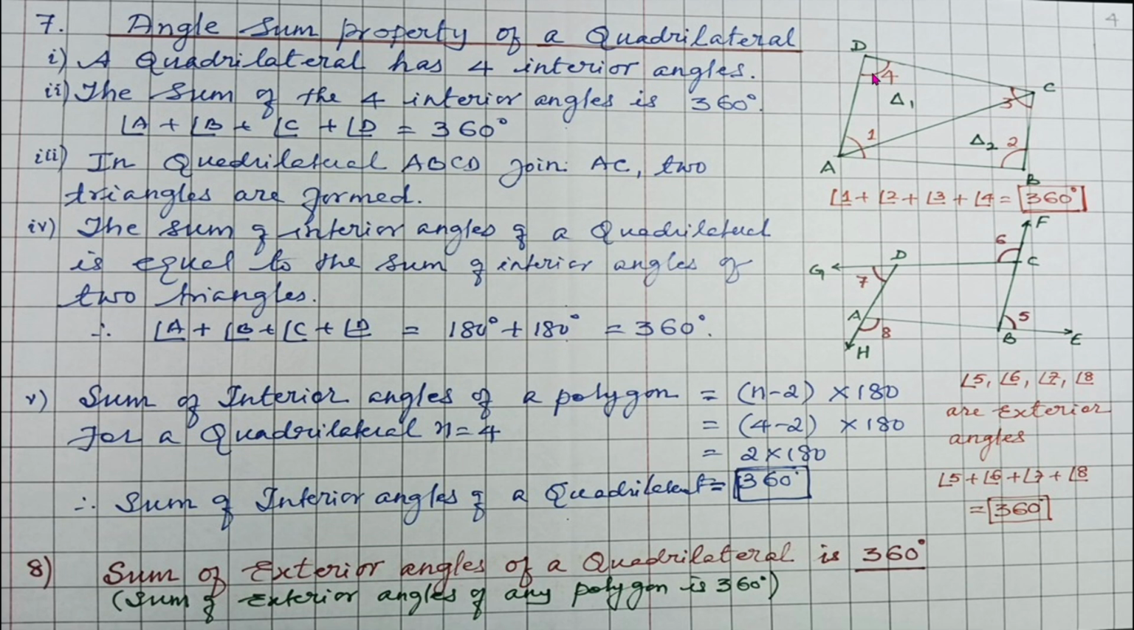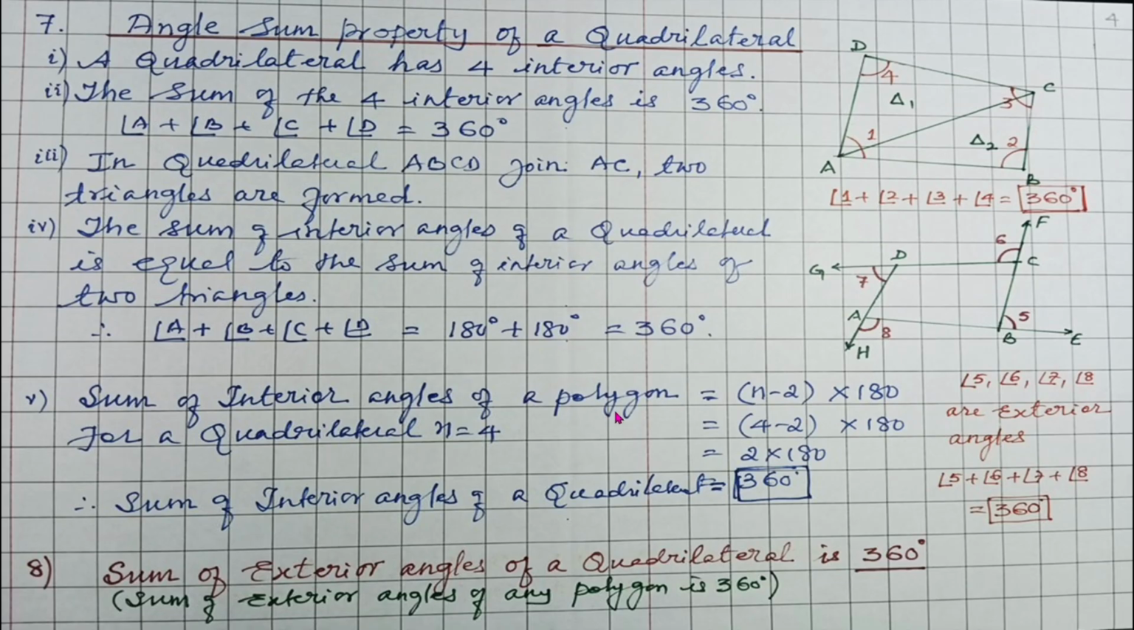Now to understand this, let us join AC. Let us draw the diagonal AC. It divides the quadrilateral ABCD into two triangles. Now the sum of the angles of a triangle, that is triangle ACD, is 180, triangle ABC is 180, therefore 180 plus 180 becomes 360 degrees, and that is the reason why the sum of the four angles of a quadrilateral is 360 degrees. Please remember that.